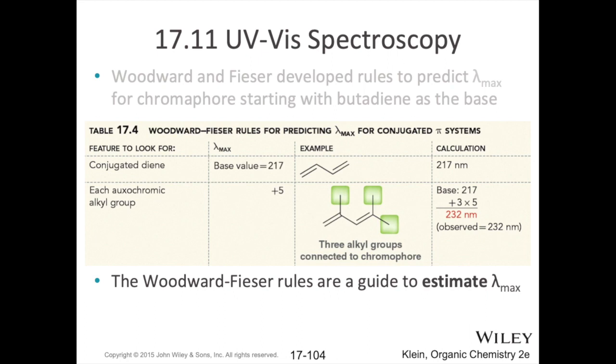Okay, let's look at oxochromes. For every additional alkyl group as an oxochrome sticking off of your conjugated pi system, add 5 nanometers. So here you can see that we've got a diene, and there are 3 methyl groups. For each of those methyl groups, we add 5 nanometers, so that's 15 in total. That adds up to 232, which is actually what we'd observe for this particular molecule.